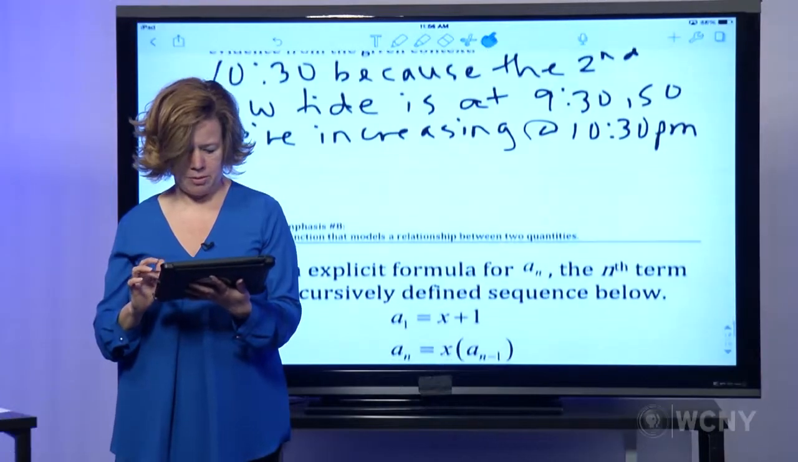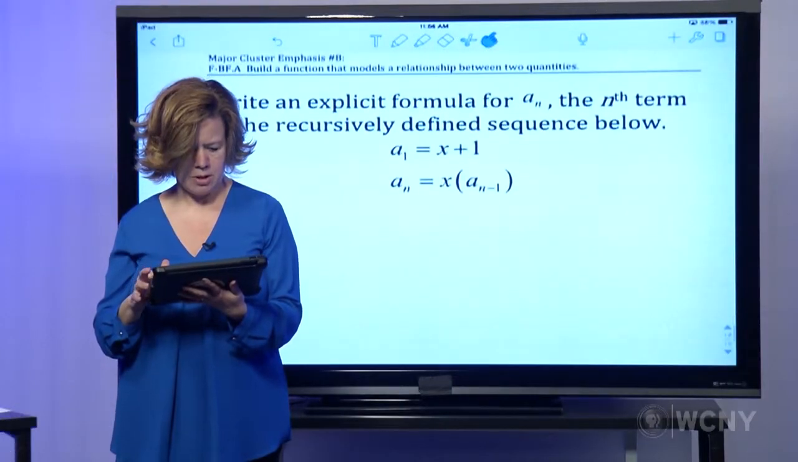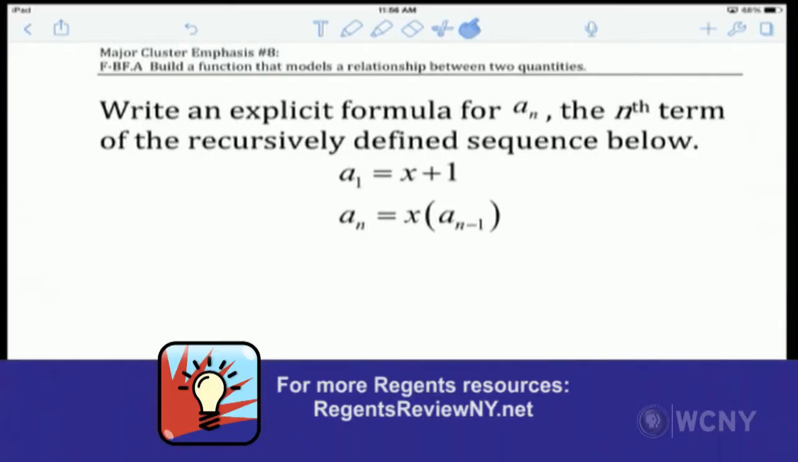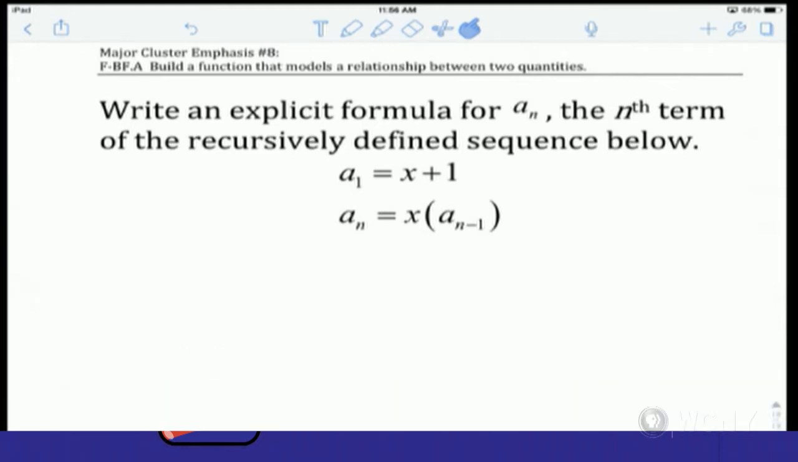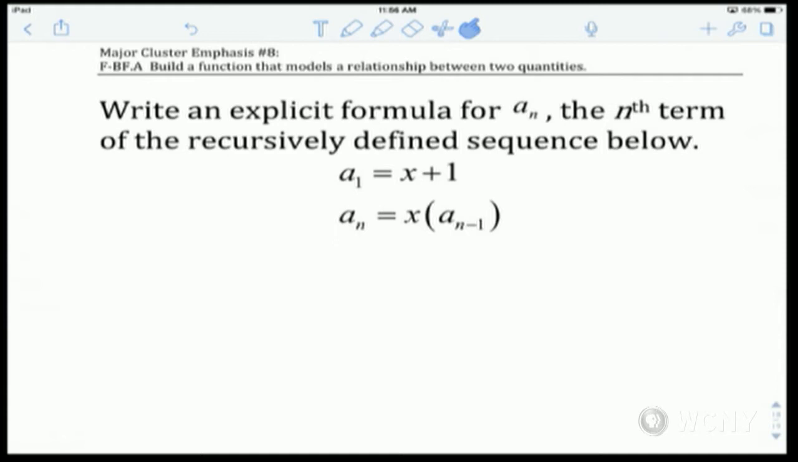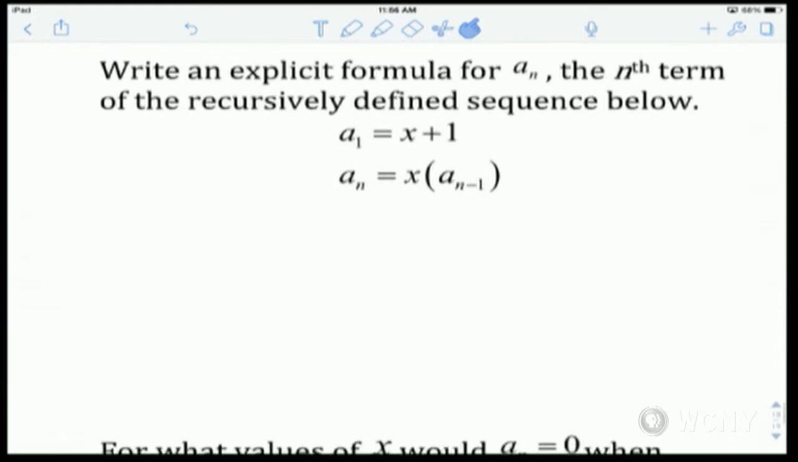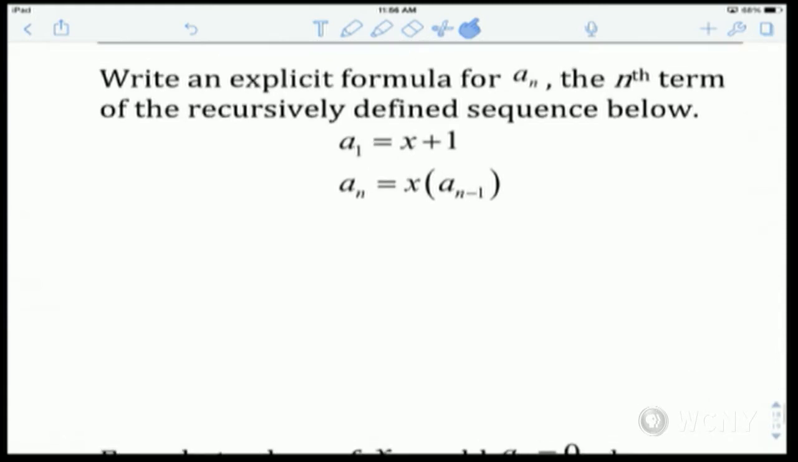Our last problem for today is from Major Cluster Emphasis number 8. It says we need to build functions that model relationships between two quantities. Our problem is to write an explicit formula for a sub n, the nth term of the recursively defined sequence below. Our sequence is a sub 1, the first term, equals x plus 1, and a sub n, each term after it, equals x times a sub n minus 1, which is the term before it.